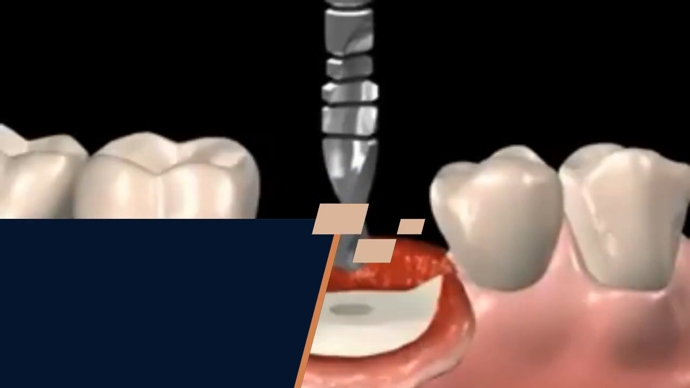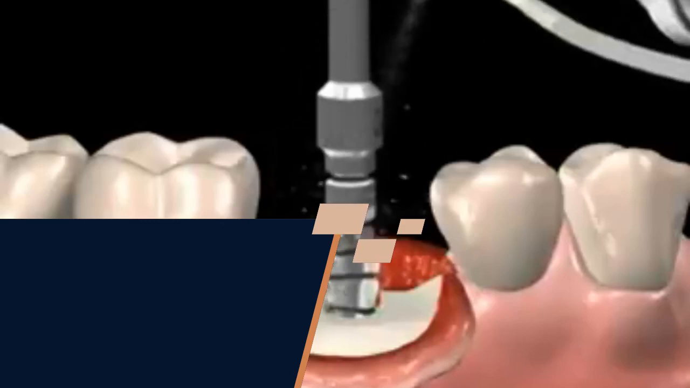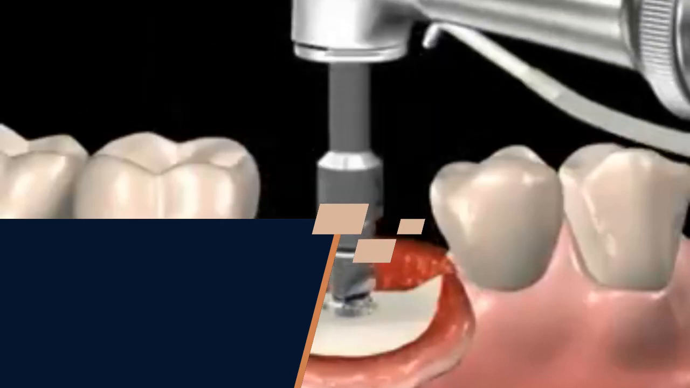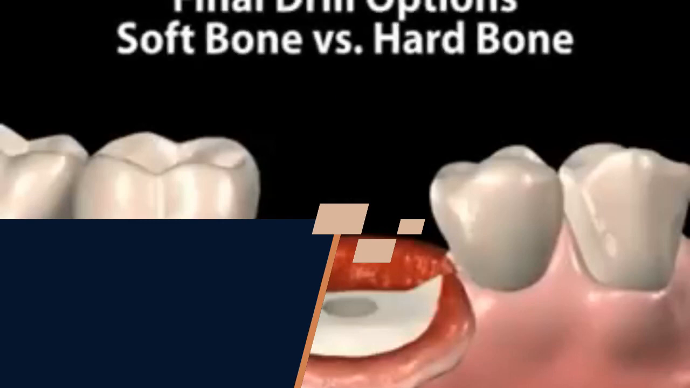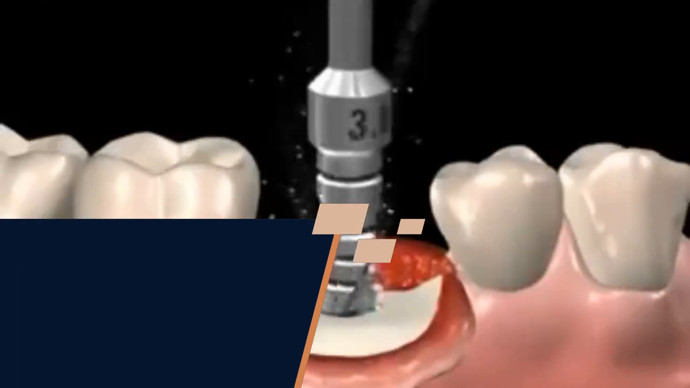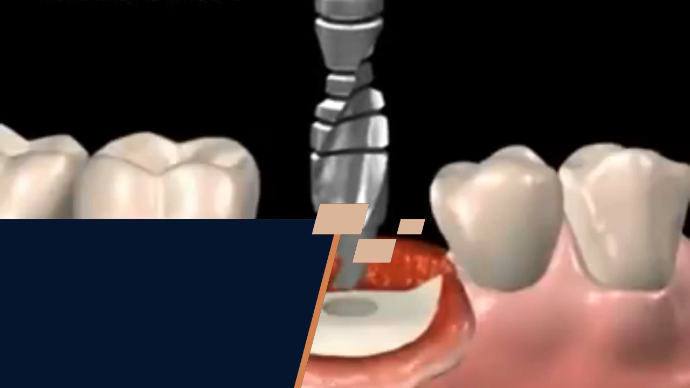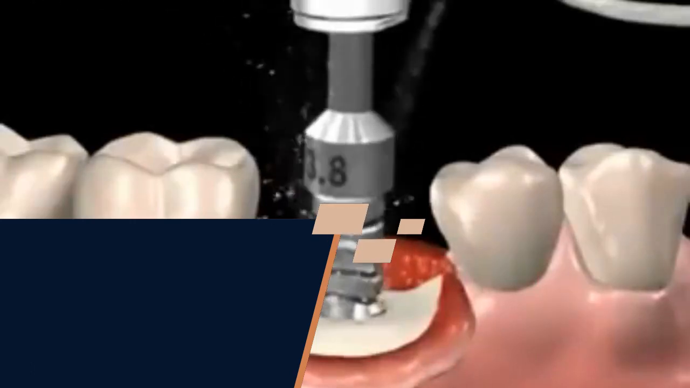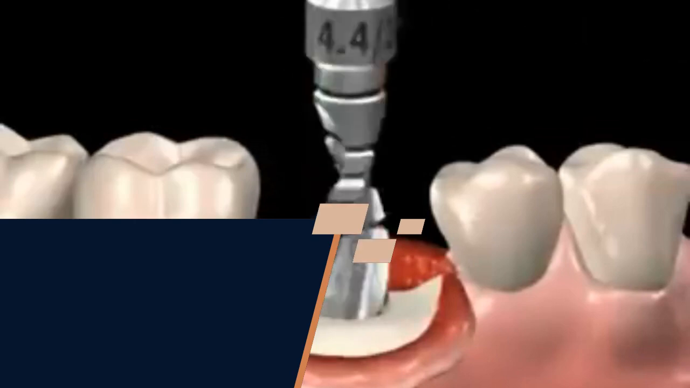The process of dental implantation typically involves several stages, although the specific steps may vary depending on individual cases. Here is a general description of the procedure. Initial consultation. The process begins with a thorough examination of the patient's oral health. X-rays, CT scans, and other diagnostic tests may be performed to assess the condition of the jawbone and determine if there is sufficient bone density to support the implant.